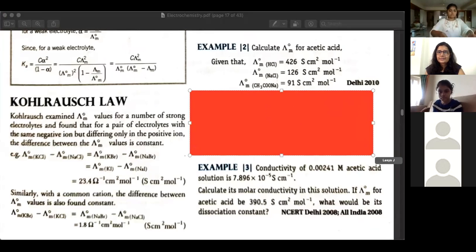Okay. What was the x-axis of the graph? The x-axis was root concentration, C power half. Okay. So calculate the limiting molar conductivity. You have to solve example 2. For acetic acid, given that the limiting molar conductivity of HCl is known, NaCl is known, and sodium acetate is known. This kind of problem, if it's given in this format, you can figure out using Kohlrausch's law.